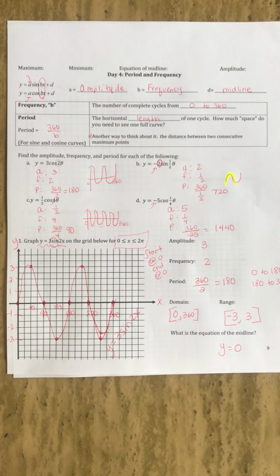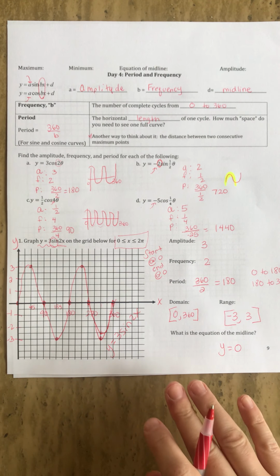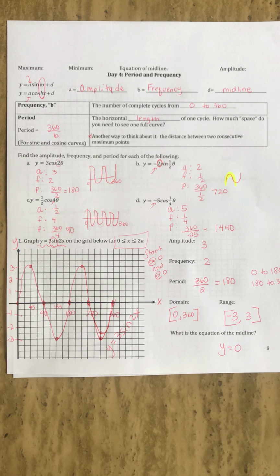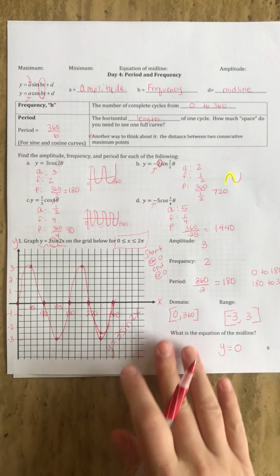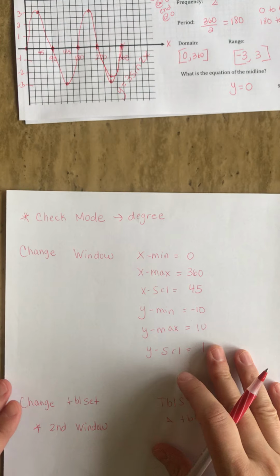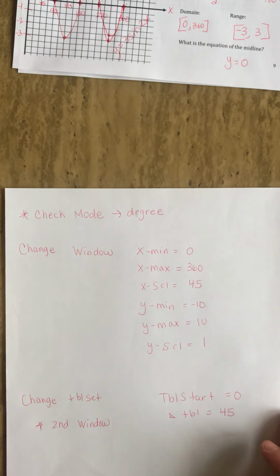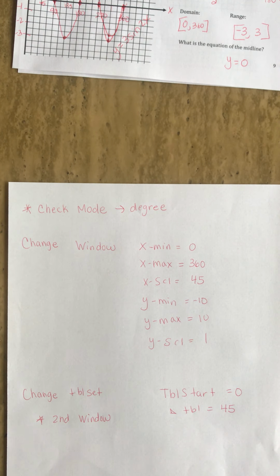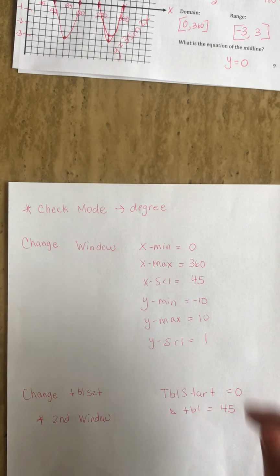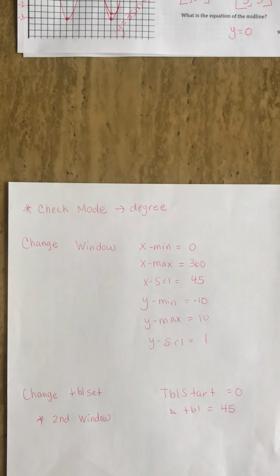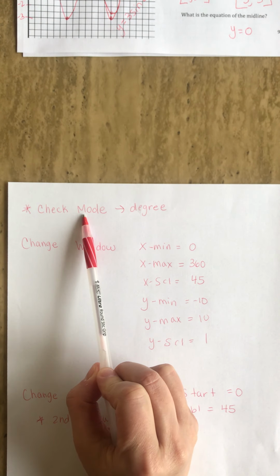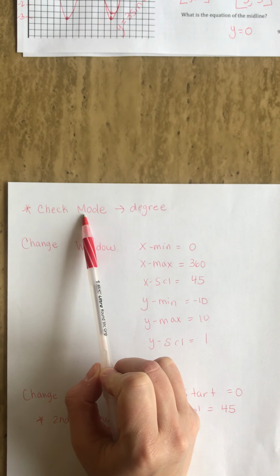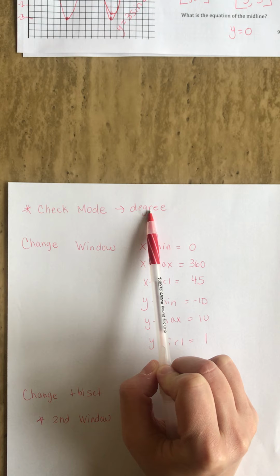I do want to take the time right now to show you, before we start the next one, because for the next one I'm going to use the graphing calculator if you choose to. These right here are going to be very helpful notes. Before you start using your calculator to graph any sine or cosine, make sure that you check your mode. Everyone go ahead and hit mode and make sure that you're in degree.